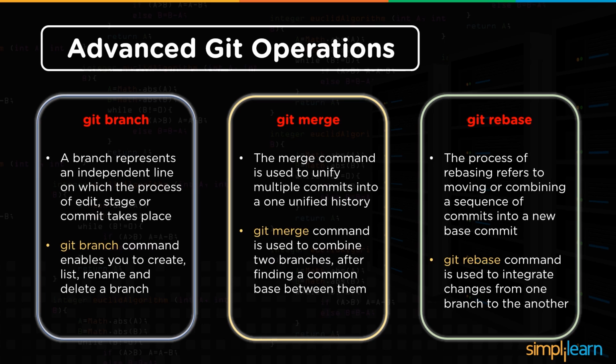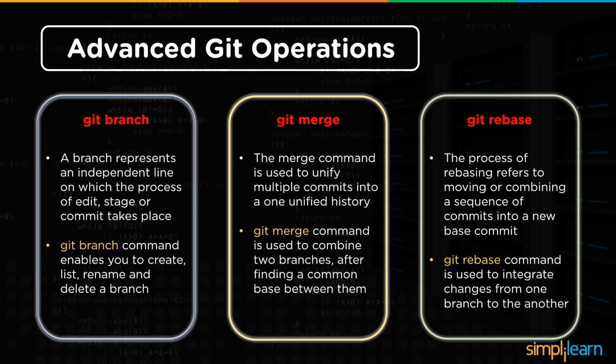So the commits are done isolated from each other. If you're doing some commits in the develop branch, it will not have any kind of impact on the master branch. So the git branch command is used to create a branch, to list a branch, to delete a branch, or to rename a specific branch also.